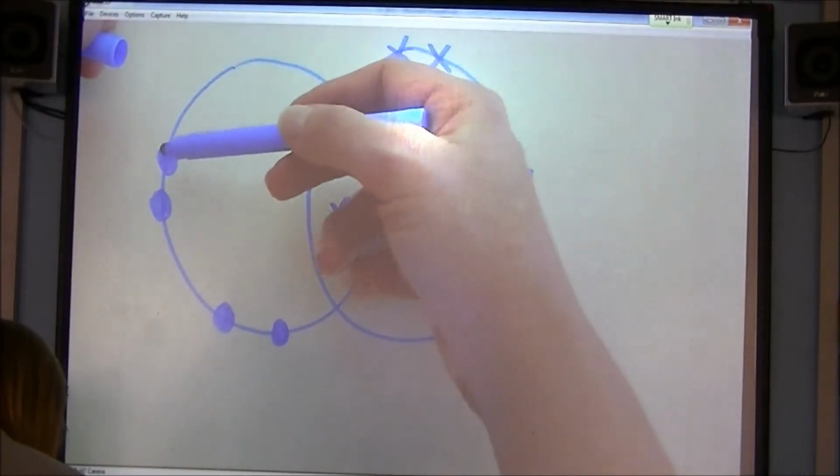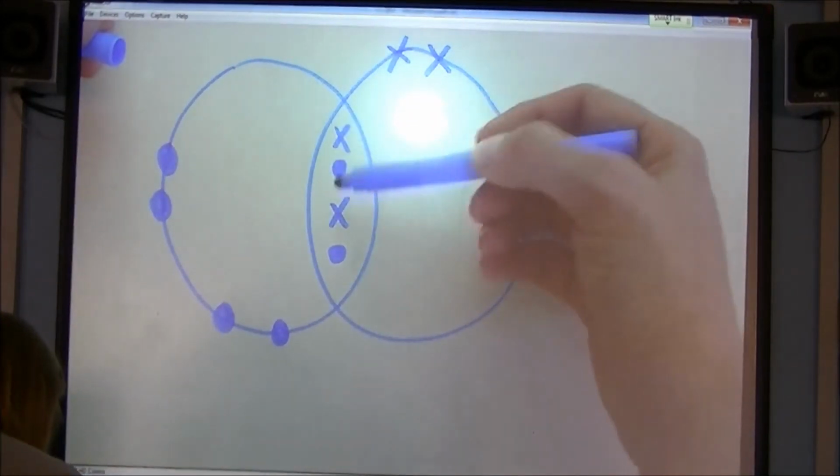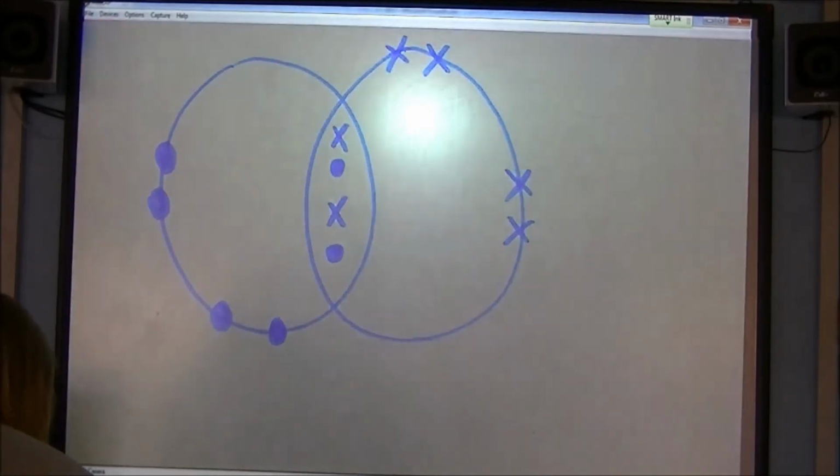Oxygen's in group 6. 1, 2, 3, 4, 5, 6. There are 6 electrons on that outer shell. 1, 2, 3, 4, 5, 6. 6 electrons. 8 on both in total. That's oxygen. It is a little bit unique. It's probably worth learning that one off by heart.